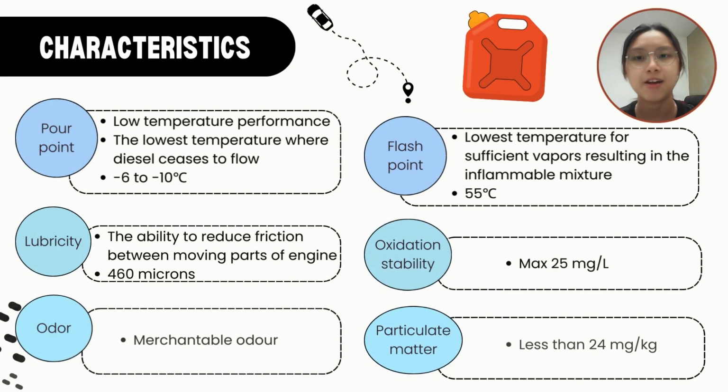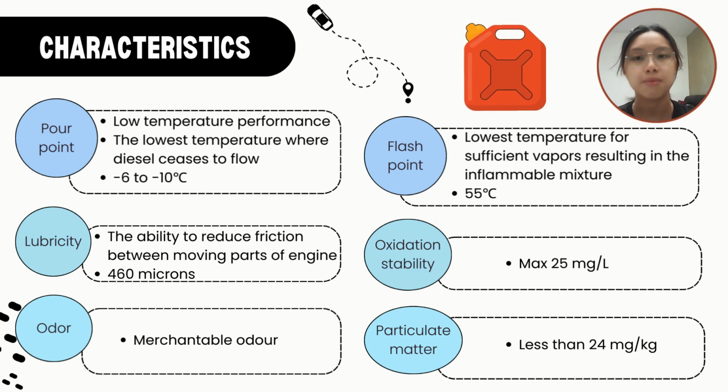I'm Janice. Now I would like to present the other characteristics of diesel. First one, pour point. The pour point is the low temperature performance of diesel fuel, also the lowest temperature where diesel ceases to flow. The pour point for diesel is around -6 to -10 degrees Celsius.